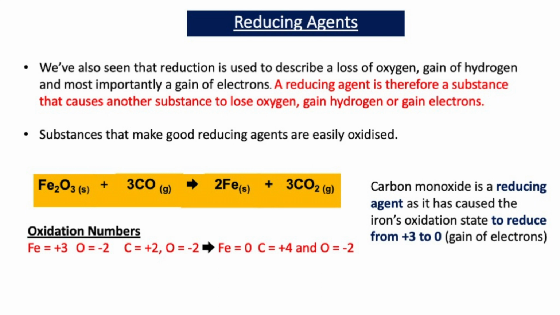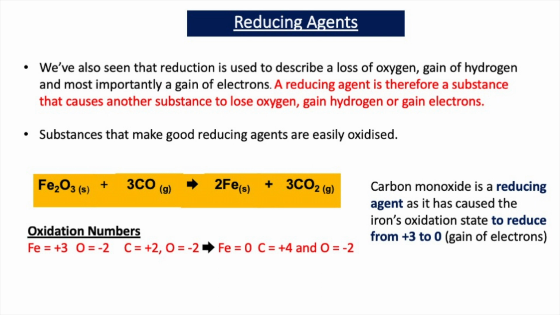So if we look at the following equation, we have iron oxide reacting with carbon monoxide to form iron and carbon dioxide. Now at GCSE, we'd think of carbon monoxide as a good reducing agent here because it steals the oxygen from iron oxide. Now at AS and A level, we really need to think of reducing agents as substances that cause other substances to gain electrons. Now carbon monoxide acts as a reducing agent here because it causes the iron, which is a +3 oxidation state in iron oxide, to change to 0 oxidation state in iron metal.